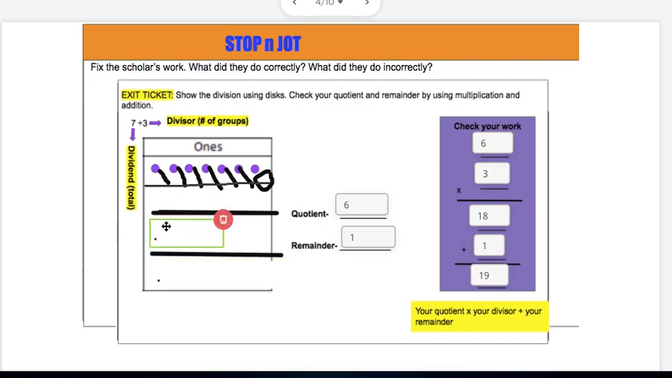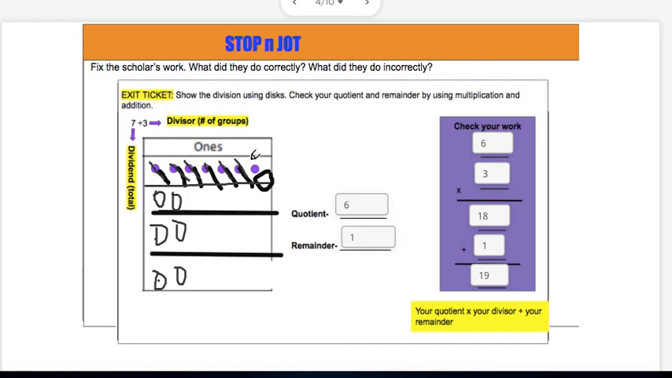Alright, you guys, so I just erased the scholar's work. And as we know, we have 7 discs all together. So I'm going to draw my first disc and cross it off. I'm going to take that second disc and cross it off. My third disc and cross it off. And we're going to continue doing this until we run out. Uh-oh. I have one more disc. If I put this last disc in my first group, my groups are uneven. So what would that last disc be called?